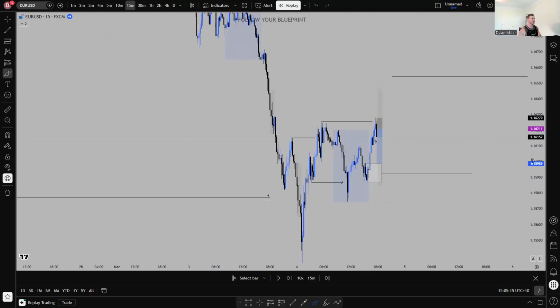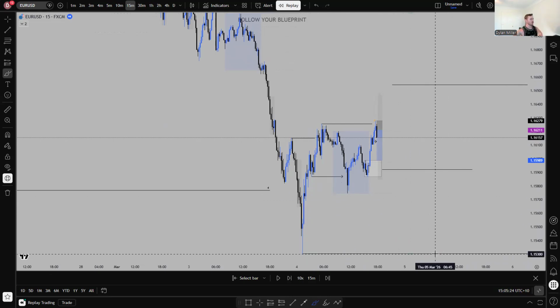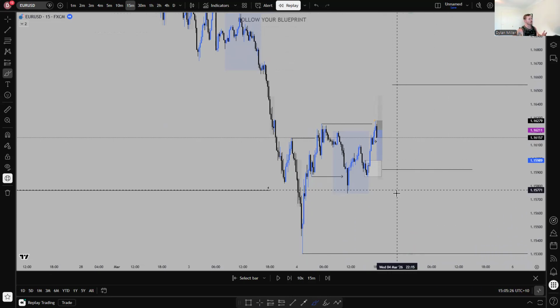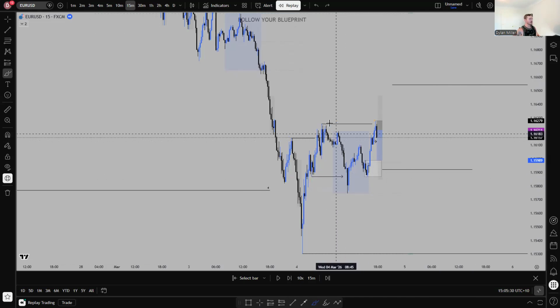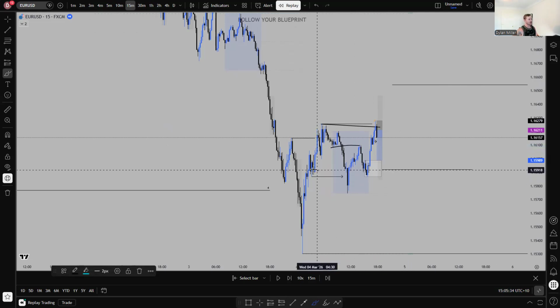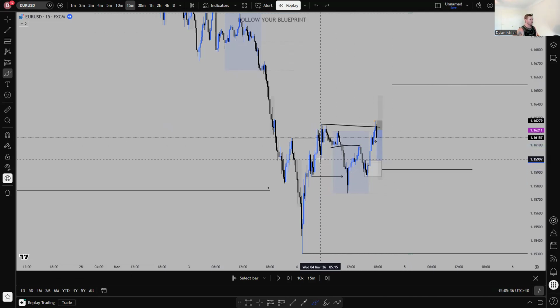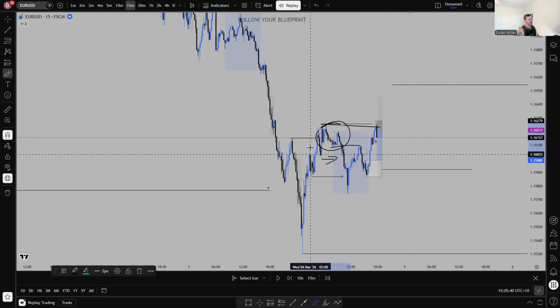Now, one thing else that I will add about this inducement here, and why I was so confident in it being an inducement, was because of the sellers that the market had brought in from there. Not only is it a retest point, but we can see this break to the downside here. Lots and lots of people selling because of that break of structure, or you could also consider it because of this break of structure here. Lots of people selling out of this area.